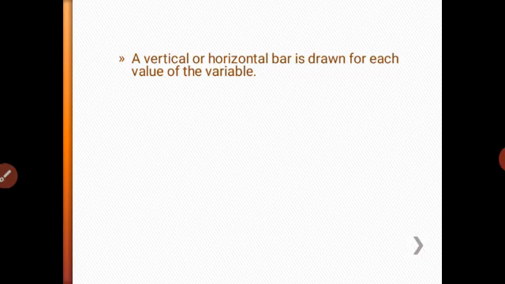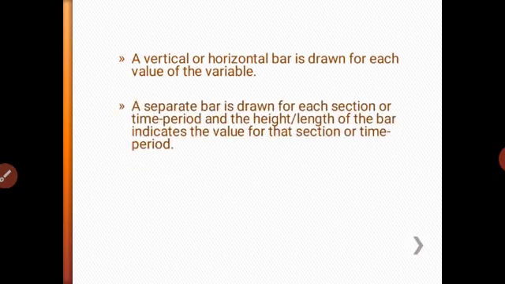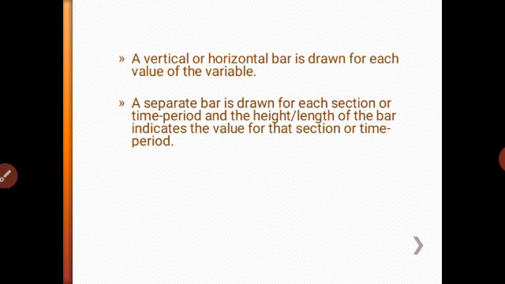You can draw vertical or horizontal both. Next, a separate bar is shown for each section or time period, and the height or length of the bar indicates the value for the section or time period. That means a separate bar is drawn for each section. It also shows the height or length of the bar.